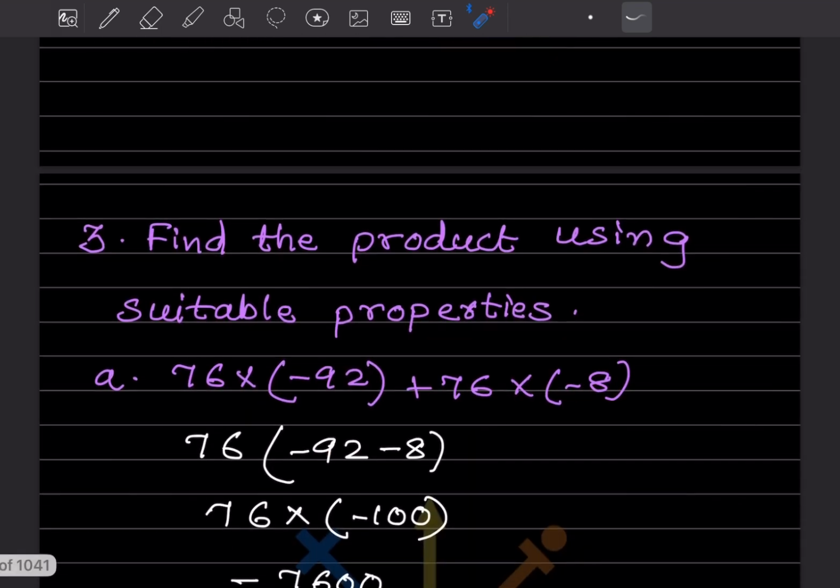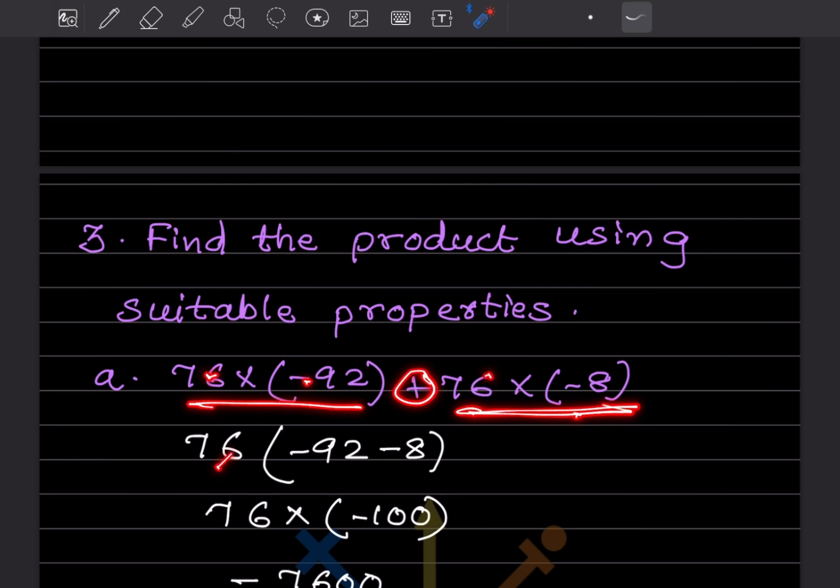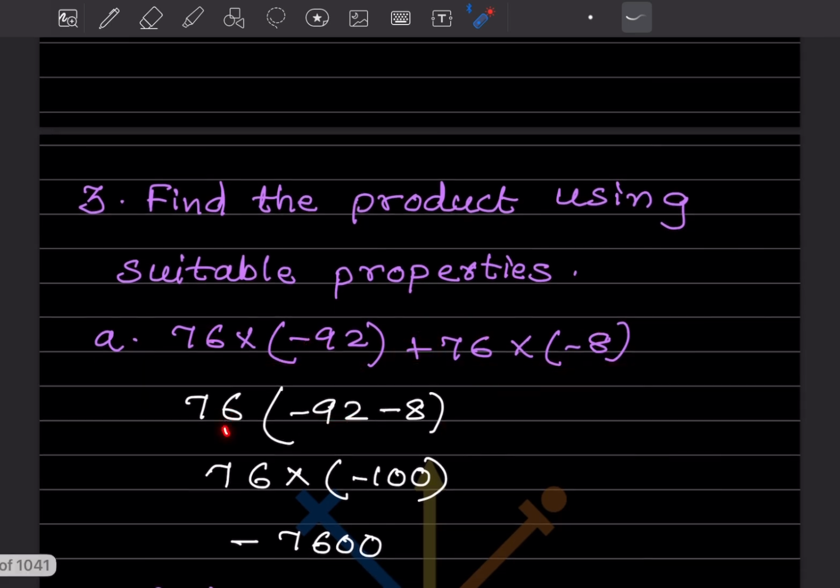Find the product using suitable properties. So now you can see 76 into minus 92, and this is plus over here, and this is multiplication. So now we can see this is one part and this is the other part. From this one we can take 76 common, and then what remains here is minus 92 and minus 8. So this is going to be minus 92 minus 8, which is minus 100. So when you multiply this into this, you write 76 and 2 zeros, with the minus sign.